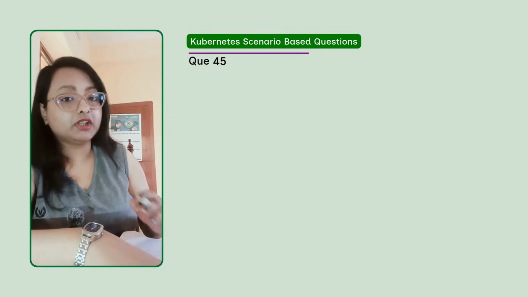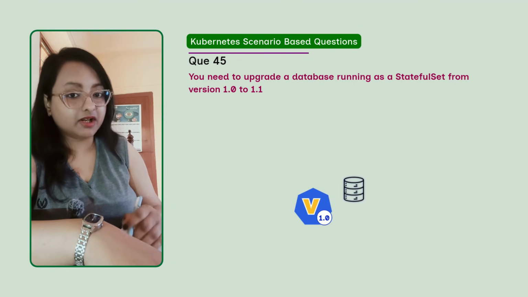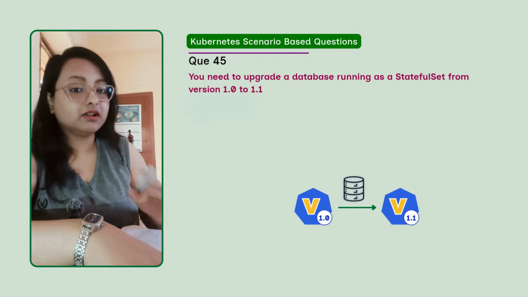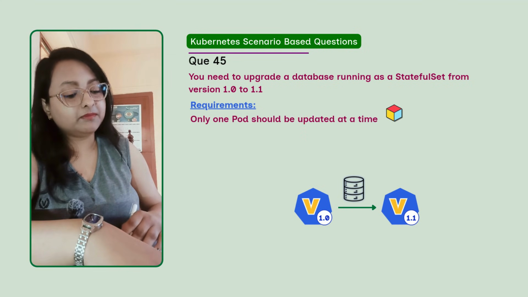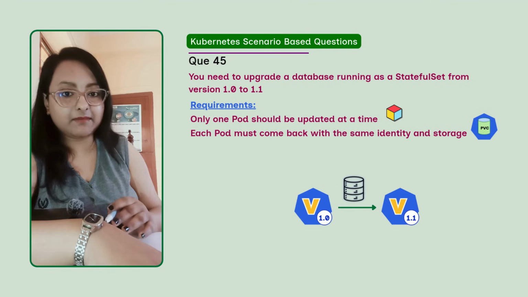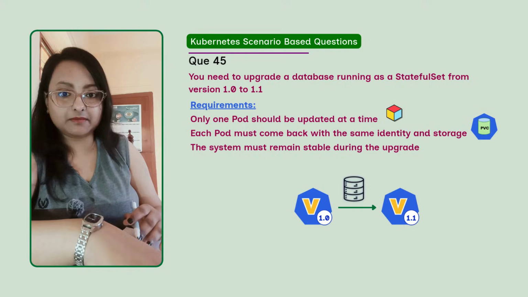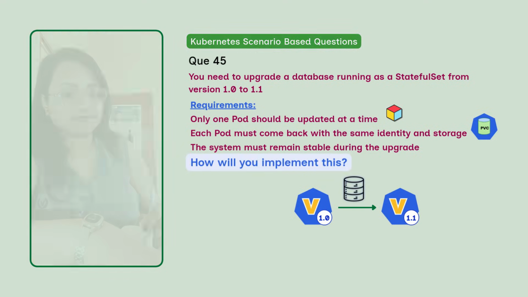Question number 45. You want to upgrade a database running as a StatefulSet from version 1.0 to version 1.1. The requirements are only one pod should be updated at a time. Each pod must come back with the same identity and storage. The system must remain stable during the upgrade. How will you implement it?